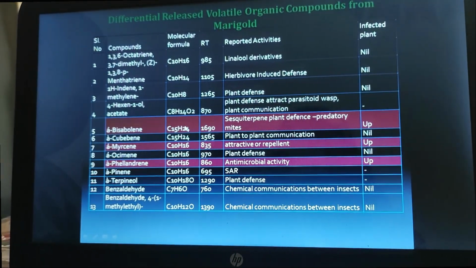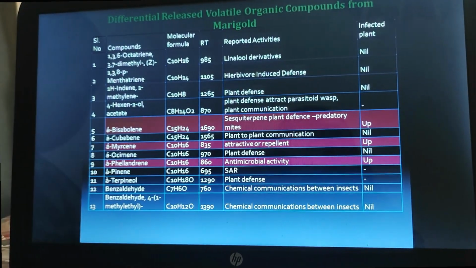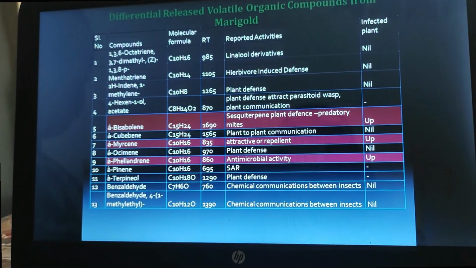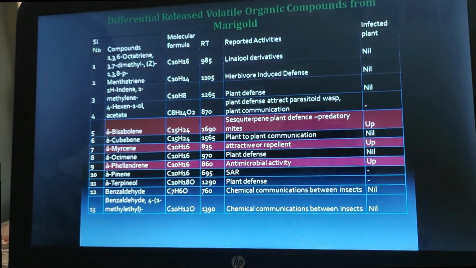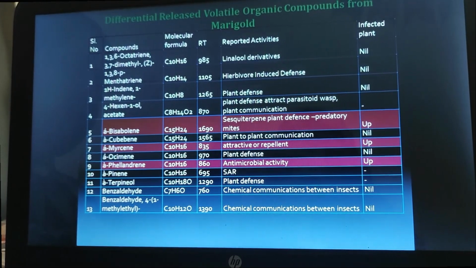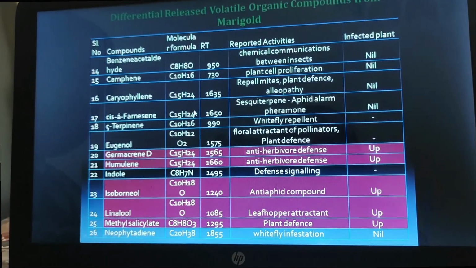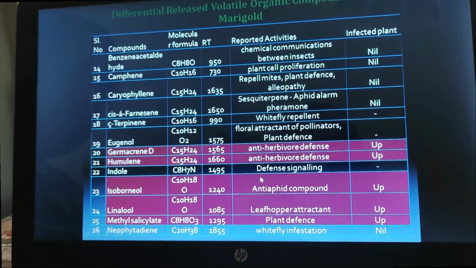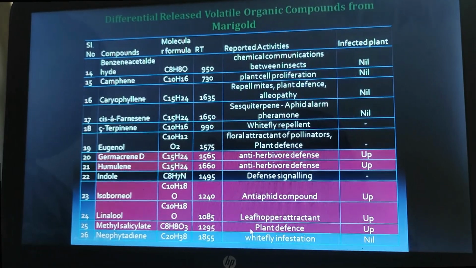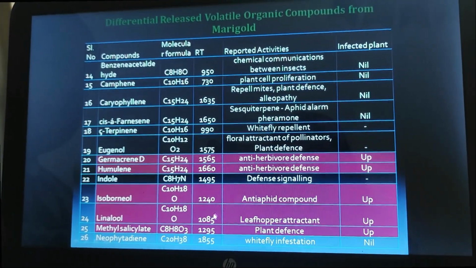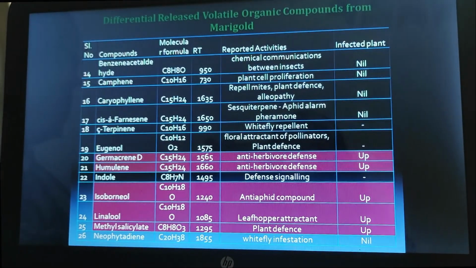The upregulated, expressed released compounds like bisabolin, myrcene, philandrin, etc. were either attractant or repellent to the herbivores, or they had antimicrobial activities. You can see here also there are anti-aphid compounds and anti-herbivore defense compounds, as well as some compounds that are plant defense. And here we have done analysis of different stages of the plants.